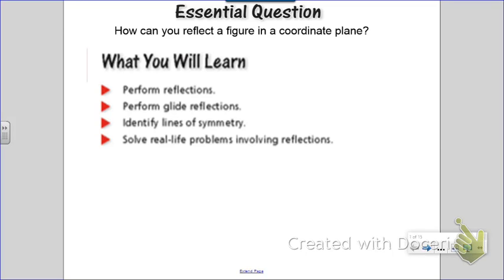Today's lesson is on reflections. We'll learn how to perform reflections, glide reflections, which are translations with reflections, and identify lines of symmetry, as well as solve real-life problems involving reflections.